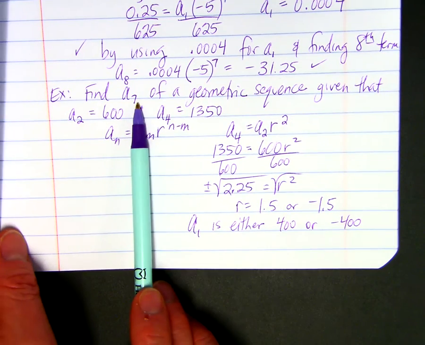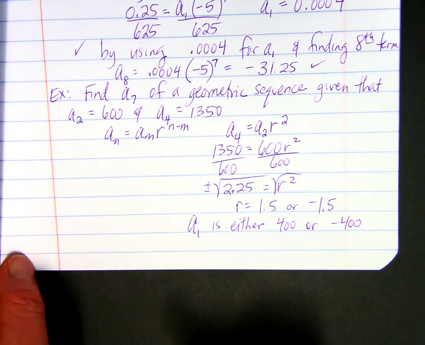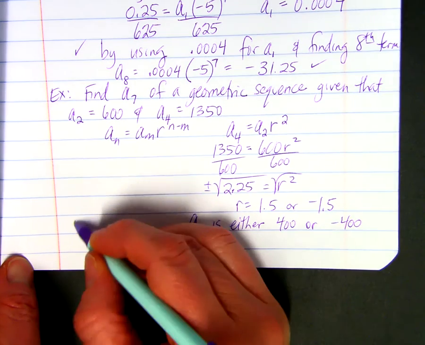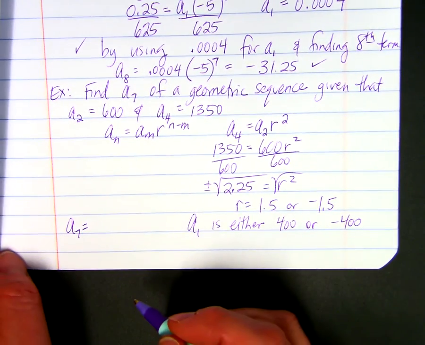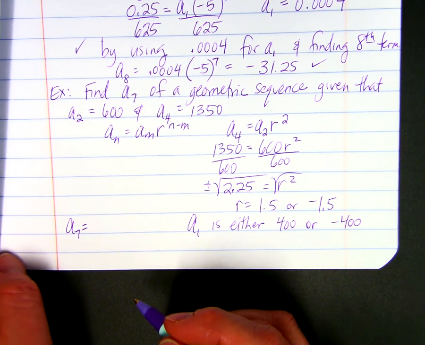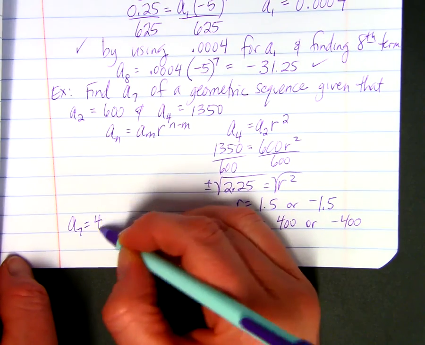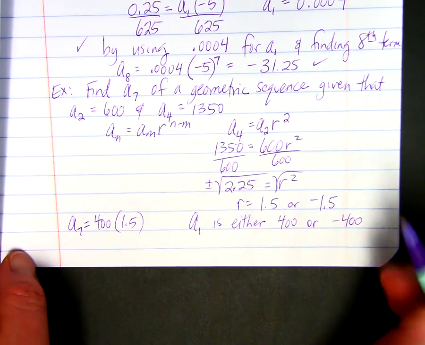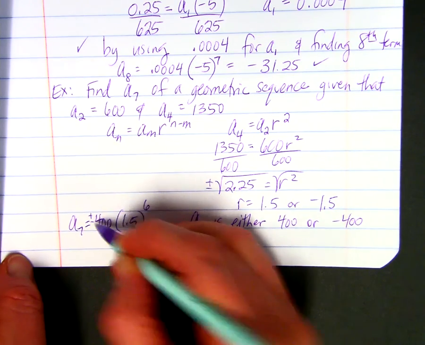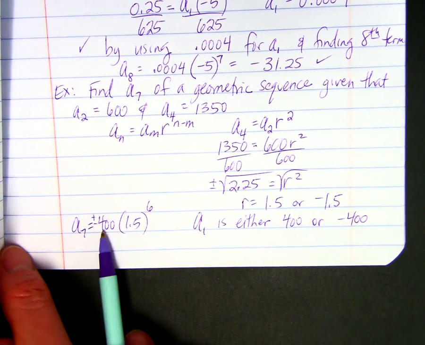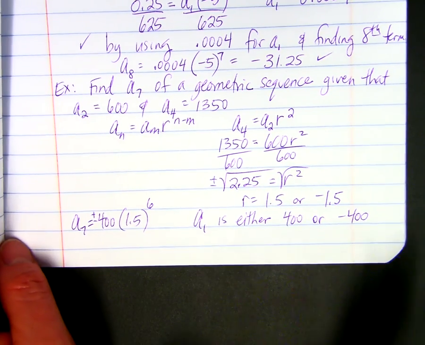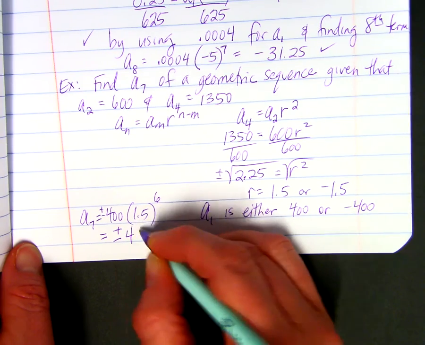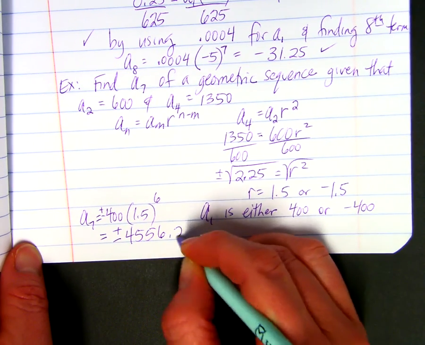So to find the 7th term, I'm going to do a sub 7 equals 400 or negative 400 times 1.5 to the 6th power. So I'm going to do plus or minus. That'll give me two different answers. One will be positive, one will be negative. So it'll have the same absolute value. So a sub 7 equals plus or minus 4,556.25.